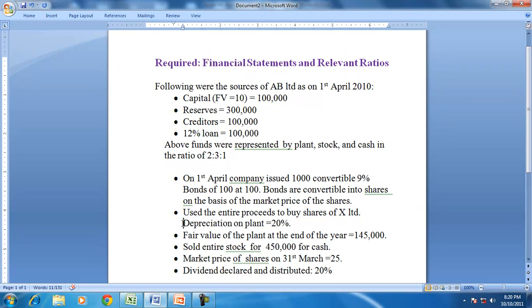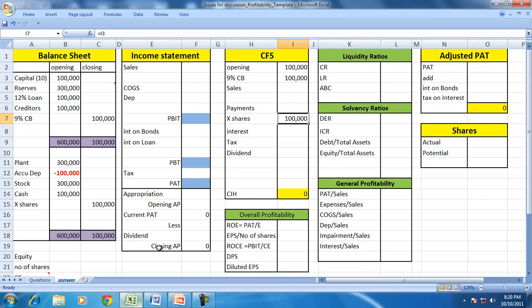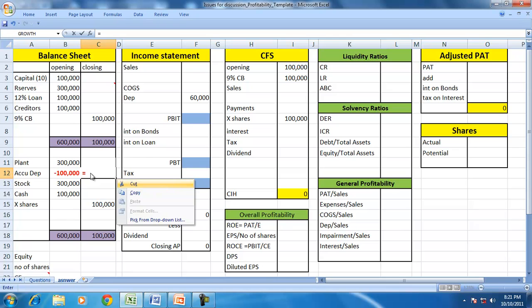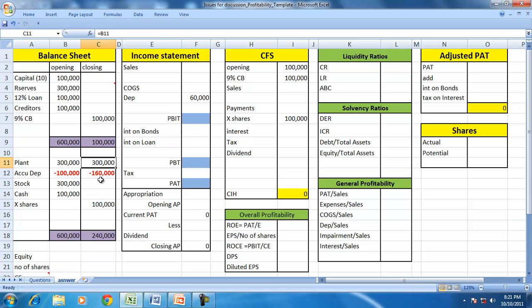Then the next transaction, the depreciation on the plant, 20% on the original cost. So we are assuming SLM, straight line method depreciation. So depreciation for the period is 20% of the original cost, and as a result the accumulated depreciation is now 160,000. No change in the cost value of the plant, so accumulated depreciation goes up.